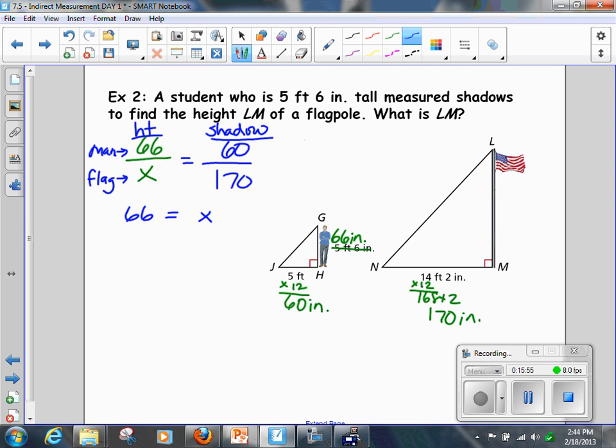And you got your X right there. 66X, then what do you have on the bottom? 60 over 170. Is it going to work? Yeah, it is. Because look, 60 times X, 60 times X. It's going to work. However, why is it going to work?